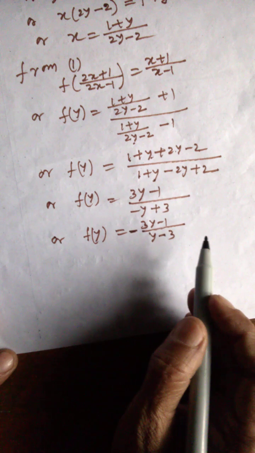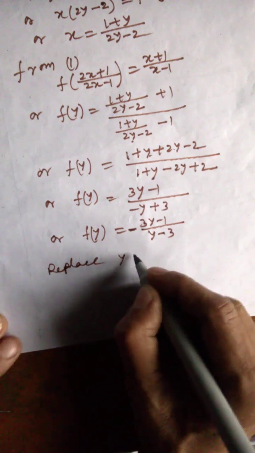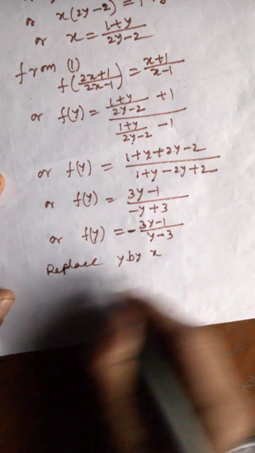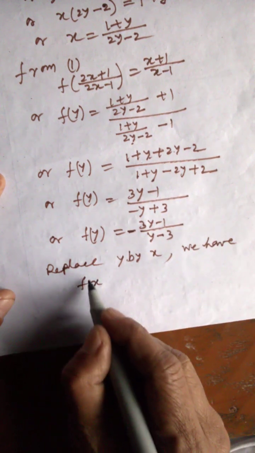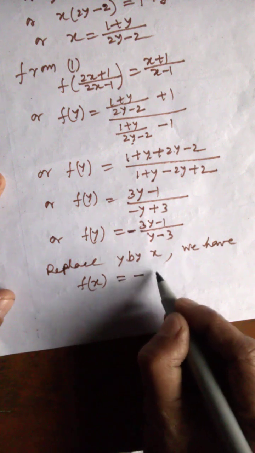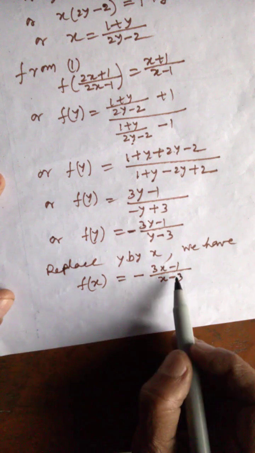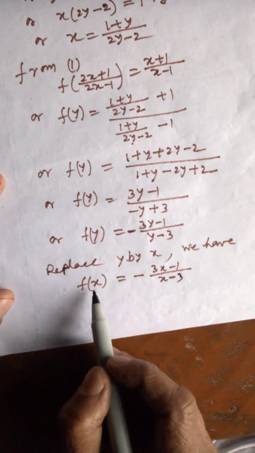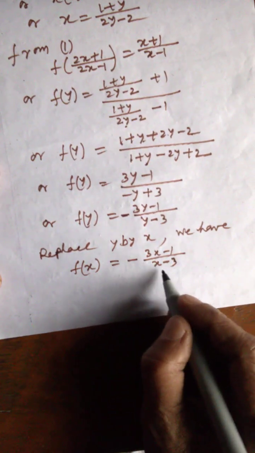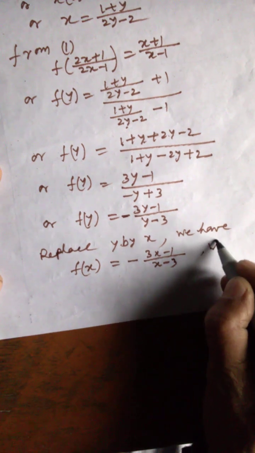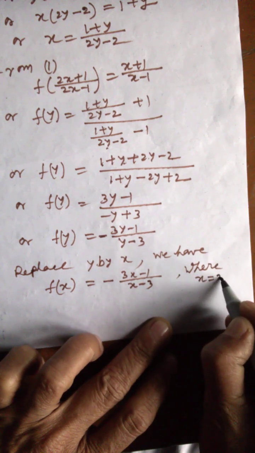Now we replace y by x. We will have f(x) = -(3x-1)/(x-3). The last equation is the function of x. This represents the function of x, where the denominator must not be 0, so x is not equal to 3.